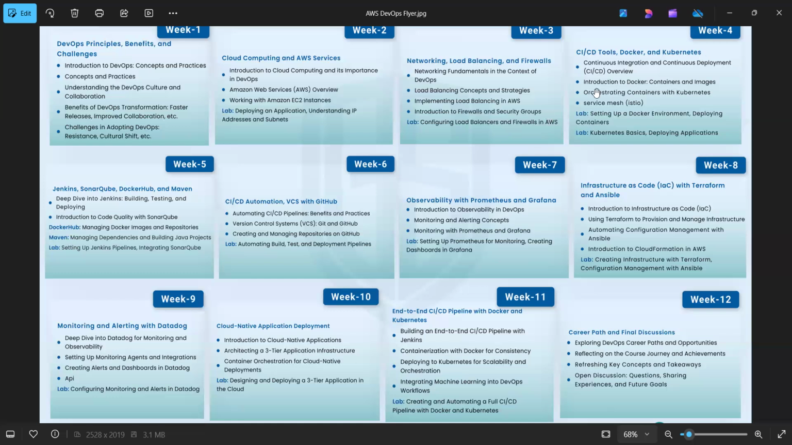Then week 4, we started CI/CD tools, Docker and Kubernetes. So that's for the introduction of Docker, orchestrating containers, setting up Docker environment, deploying containers. Then the basics of Kubernetes and one deployment lab for Kubernetes deployment directly, to include a small YAML application deployment. Then configuring EKS and deploying an application on Kubernetes.